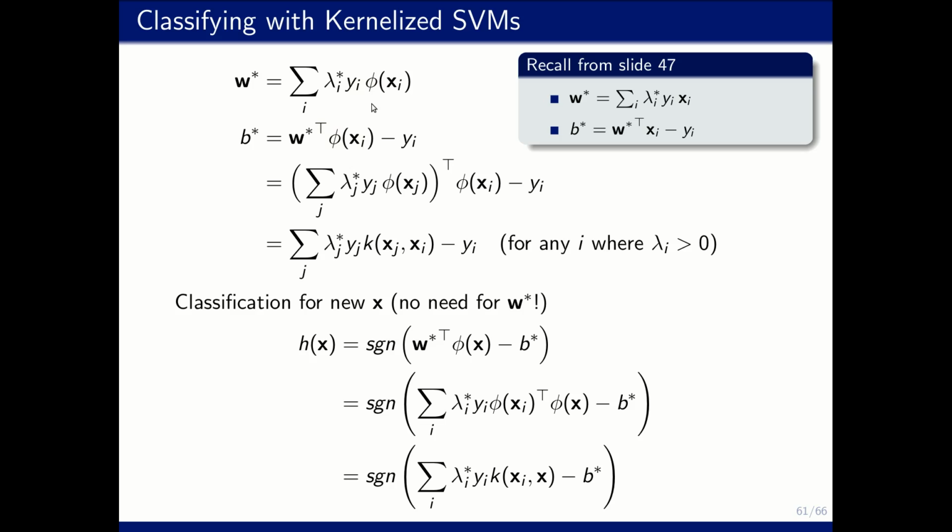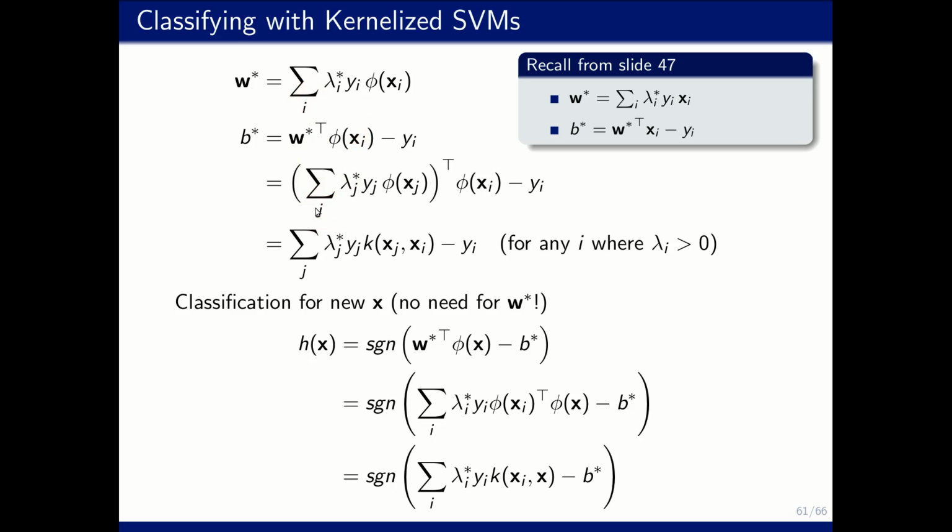And for B, it's rather simple. We have this W star, and we have this solution for W star. So let's just plug this in here. So this sum is plugged in here, and we have this phi xi here and yi. And it turns out if we multiply this out, we get essentially phi xj. We change the running variable here from i to j, because here we have another i.